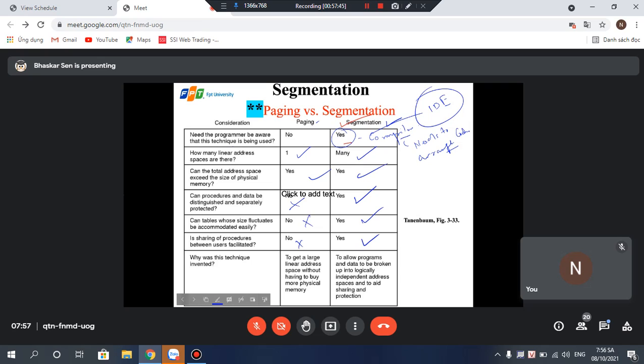So why was it done in the first place? To get a large linear address space without having to buy more physical memory, physical RAM. That was it. To allow programs and data to be broken up into logically independent address spaces and aid sharing and protection with higher values. So now that we understand, if we compare this one with that one, we understand where we stand.